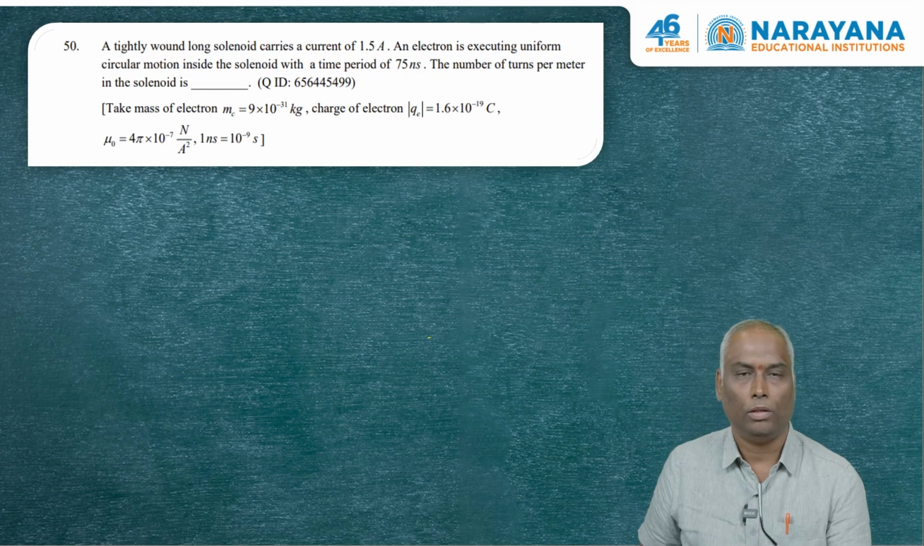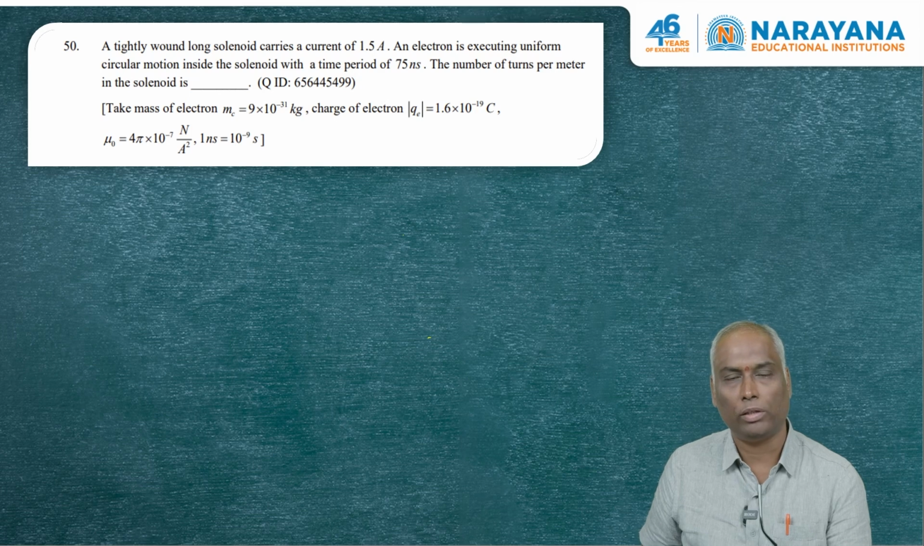Question number 50. A tightly wound long solenoid carries a current of 1.5 amperes. An electron is executing uniform circular motion inside a solenoid with a time period of 75 nanoseconds. The number of turns per meter in the solenoid is a dash.